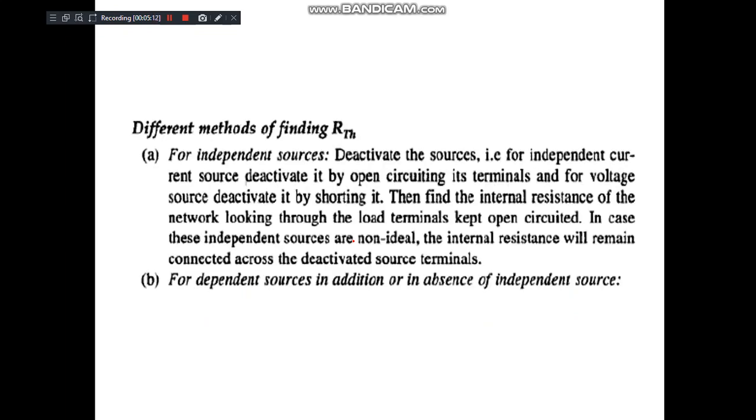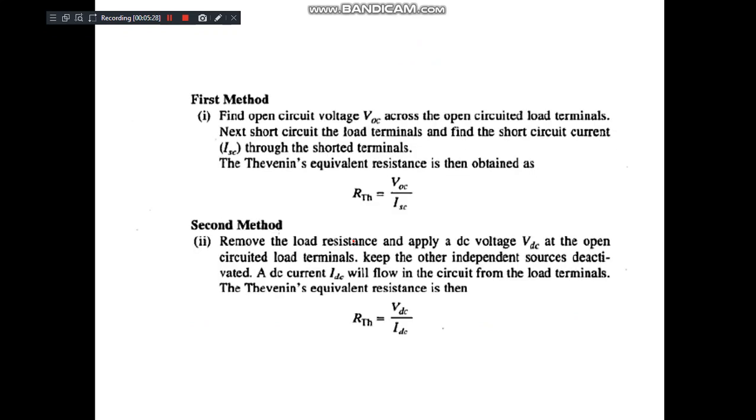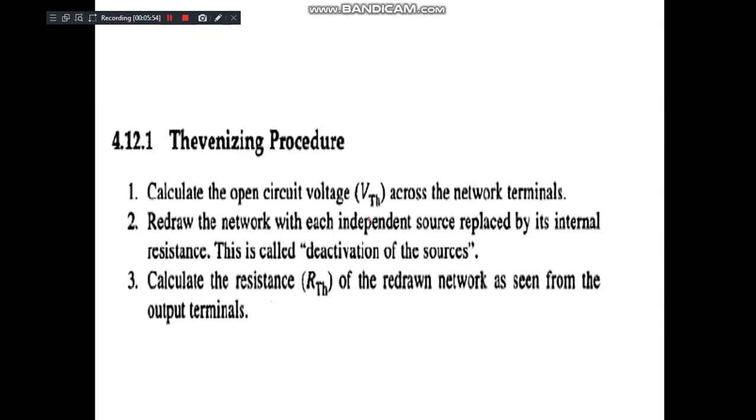If the circuit consists of independent sources, then we replace them with short circuit and open circuit. But if the circuit consists of dependent sources, then this is the procedure. Remove RL, so the circuit becomes open circuit, and find VOC. To find ISC, we have to short circuit the RL. Then R Thevenin is equal to V Thevenin by ISC. So this is the procedure.